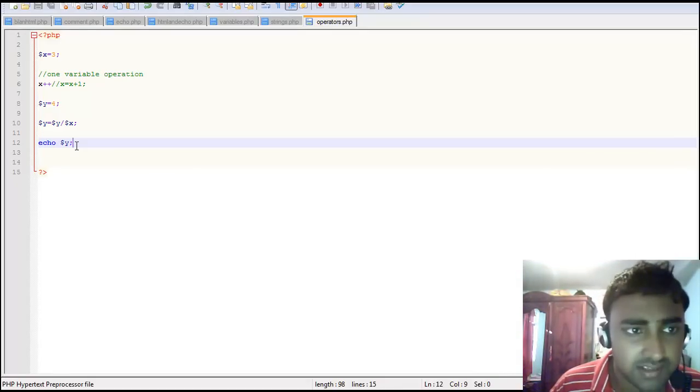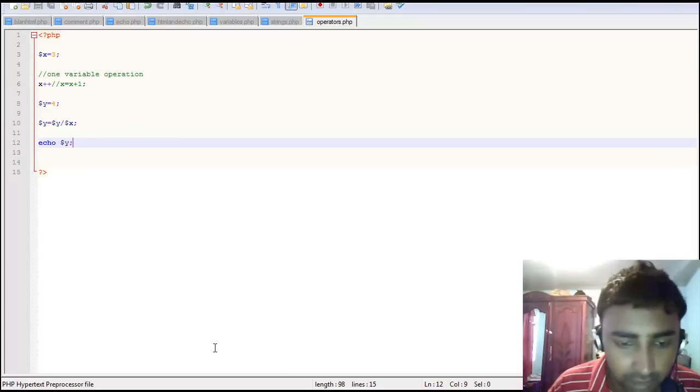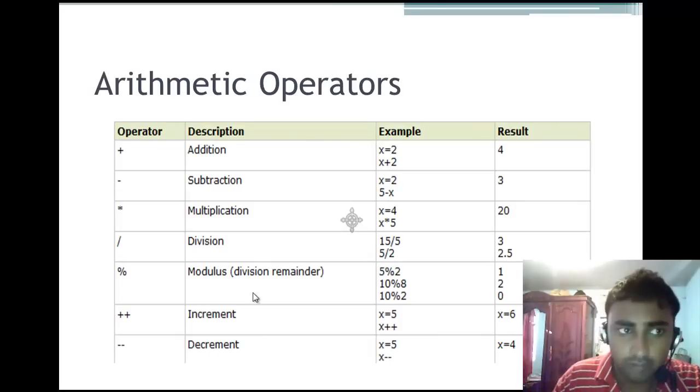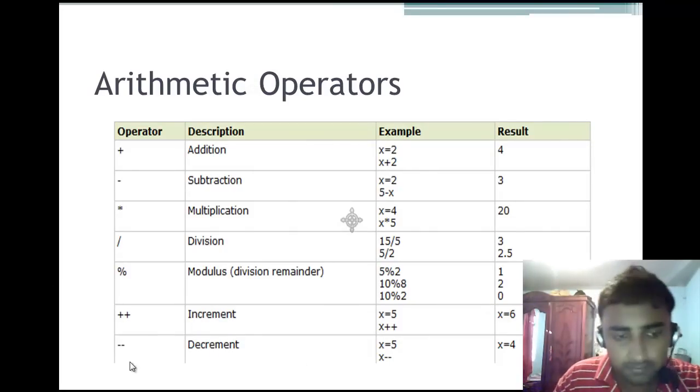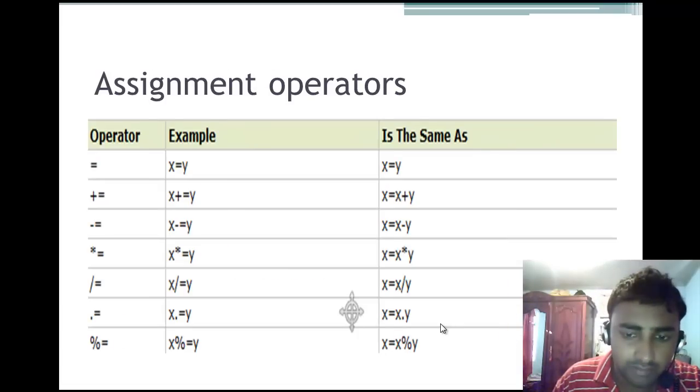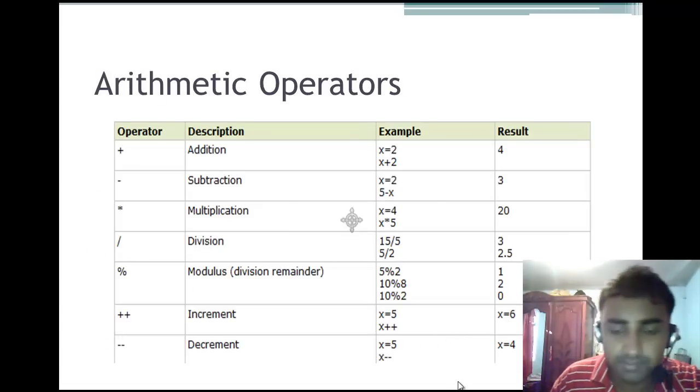Right, so these are the main arithmetic operators. Same as increment is plus plus, you can get 6. Minus minus, you can decrement the value, right? This is the same as x is equal to x minus 1.